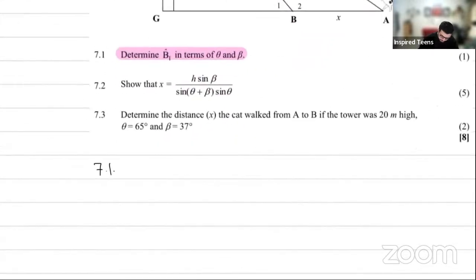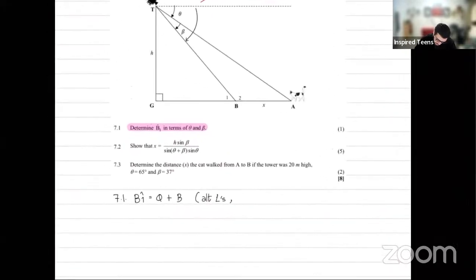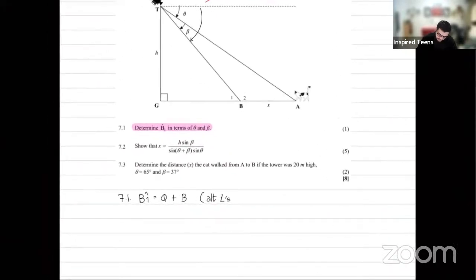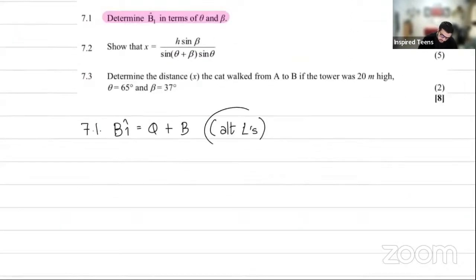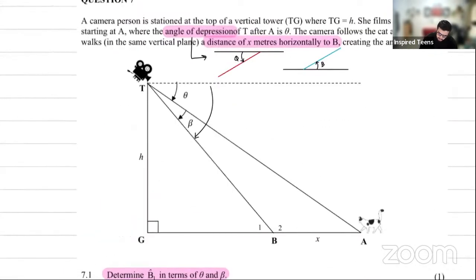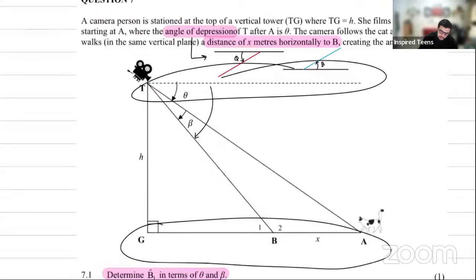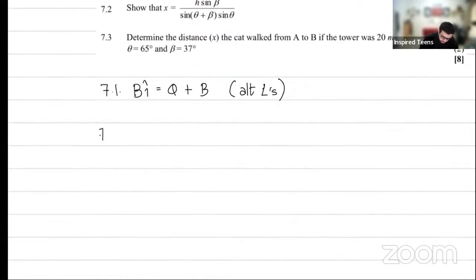So 7.1. It's only 1 mark, so you're actually not required to give the reason. But the reason would be alternate angles. There are no exact lines to label, so we don't have to mention the parallel lines, because what would we call that, the T vertical line? I'm not going to bother with that. So you don't have to give the reason either way. However, the reason would be alternate angles, and this line is parallel to that line. Okay, let's look at 7.2.